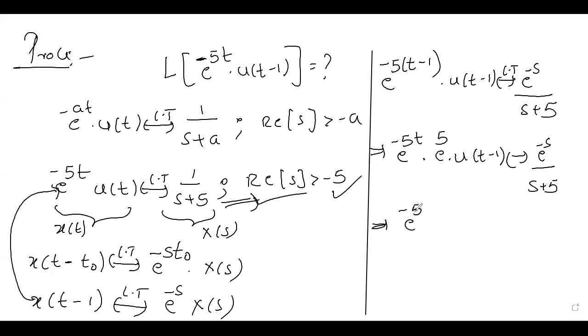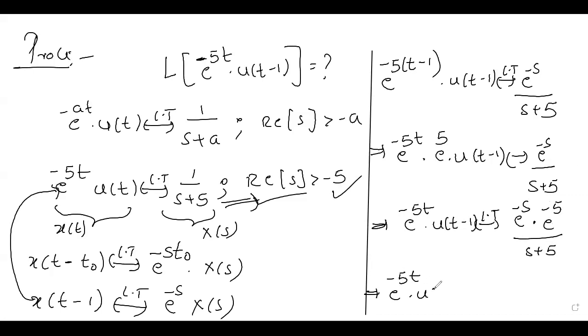Then here we want only e power minus phi t into u of t minus 1. What is its Laplace transform? E power minus s. E power plus phi is there on this side. If I take this to the other side, it changes to e power minus phi, divided by s plus phi. Now what is the solution? e power minus phi t into u of t minus 1. Laplace transform is e power minus of s plus phi by s plus phi, where you have to mention the ROC here. That is real part of s greater than minus phi.